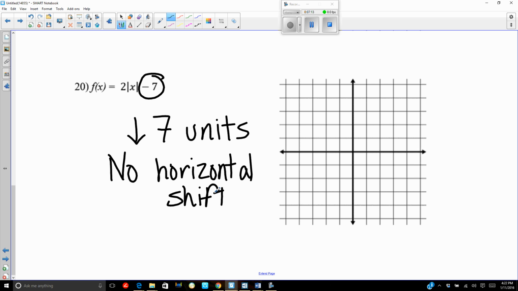It's going to take me off the graph a little bit. Extend that just a little bit. So there's my vertex, down 7 units from the origin. Again, this number here tells me we are going up to the right 1 or up to the left 1. Since it's positive, it's got to be a smiley face graph, a V-shaped smiley face graph. So there's your answer to 20.